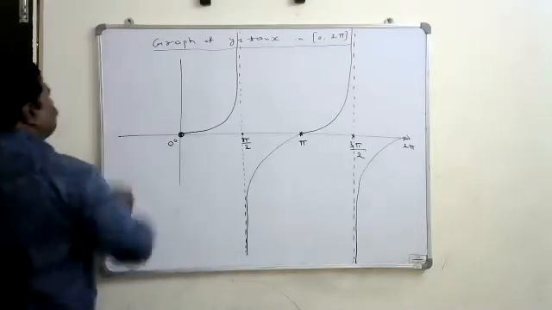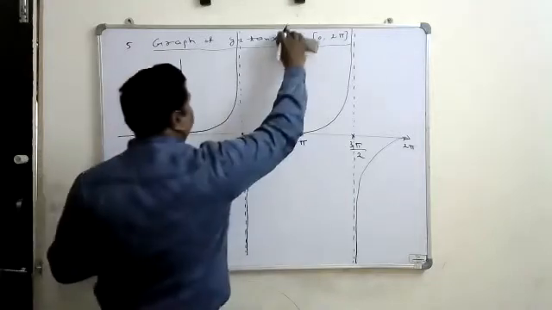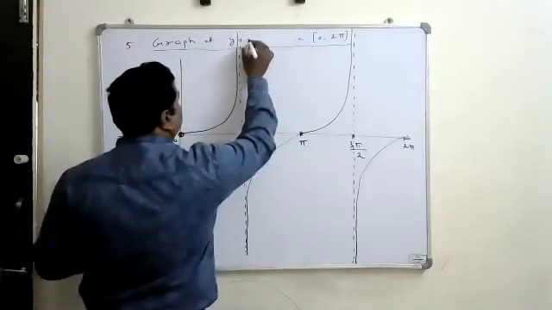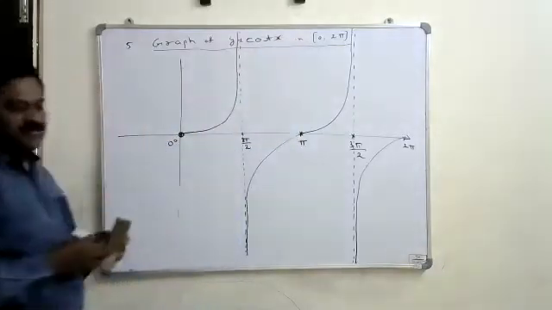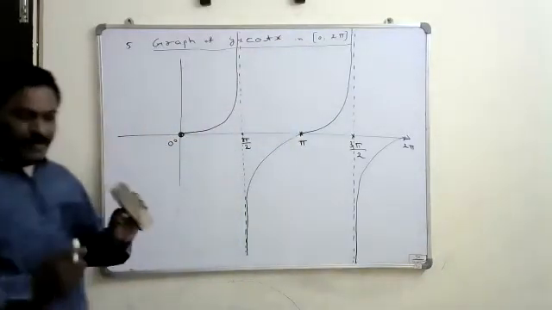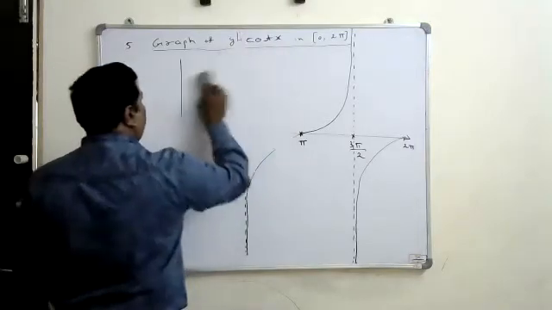Now we will see the graph of cot x. The graph of cot x in 0 to 2 pi. With the same length of interval, we will draw the graph of cot x now.